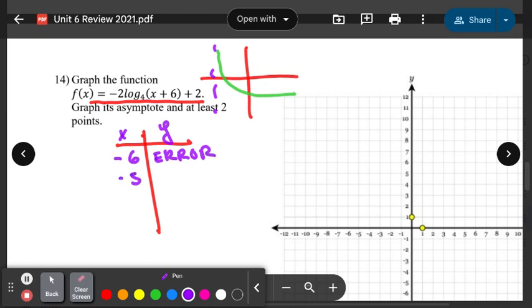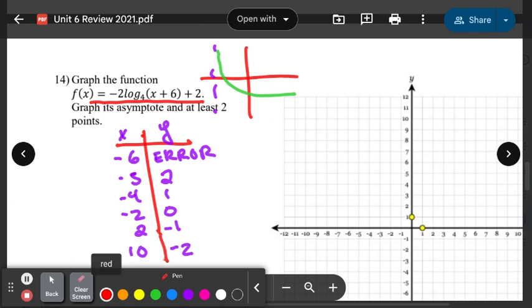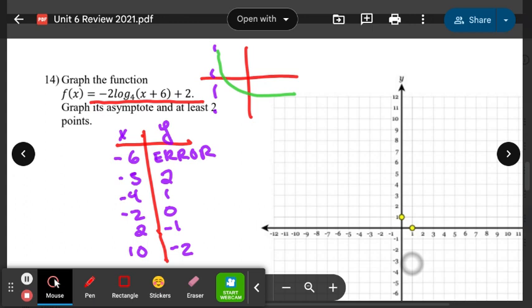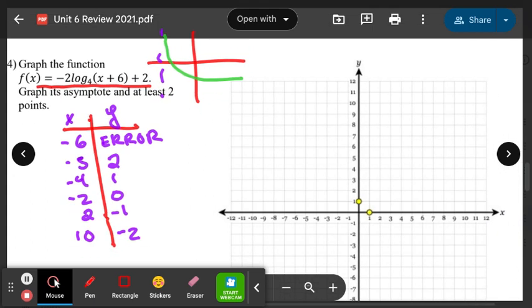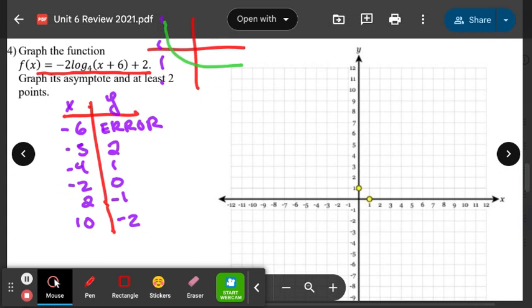Then there's the point 5, 2, -4, 1, -2, 0. You got to scroll around a little bit. 2, -1, and 10, -2. So on Delta Math, they just wanted 2 points. If you're working with a paper version, like you'll be doing on your test, plot all the whole number points that you can.